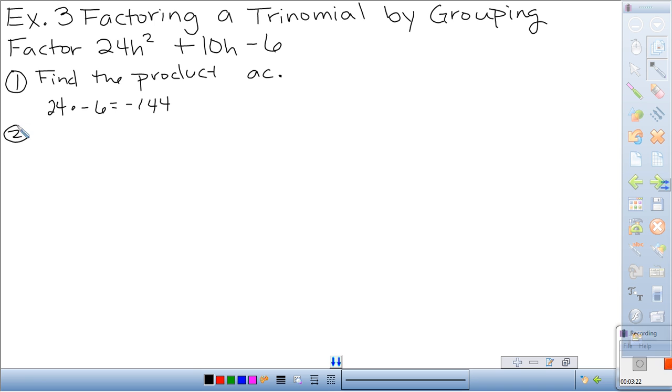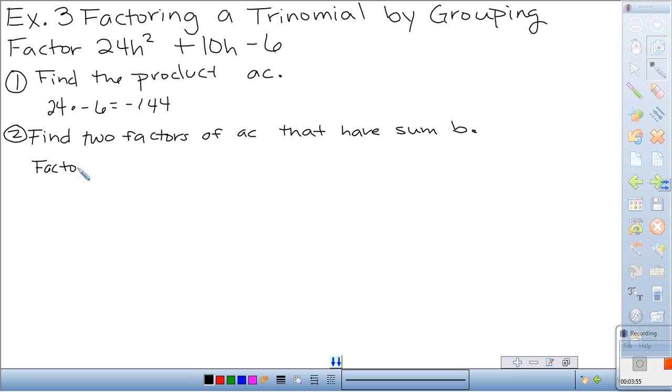The second step is to find 2 factors of AC that have sum B. So this is very similar to something we did a couple lessons ago. You want to find the 2 factors of this number, negative 144, that will add to give you your middle term of that positive 10. So let's go ahead and start writing our factors. So again, we need the factors of negative 144, that's the factors of AC, that will add to give you this middle term of 10.